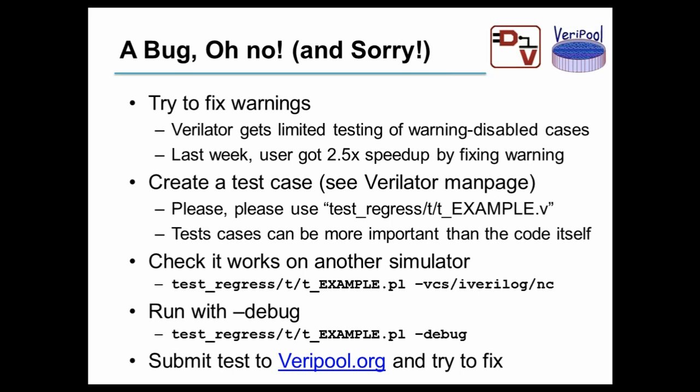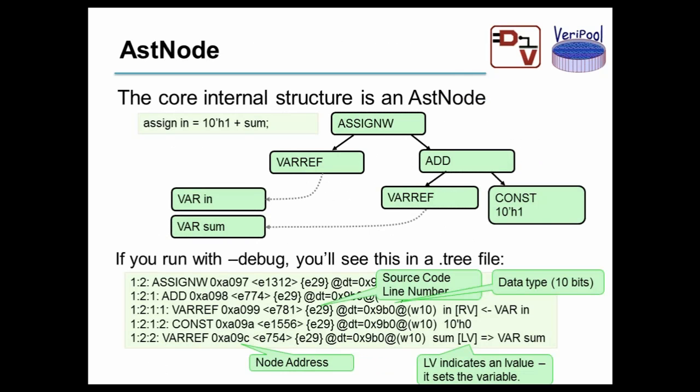And of course, submit the bug to the website if you can. And it'd be very helpful if you ask for advice and maybe you can get in there and try to fix it yourself. If you do run with debug, what you'll see is the fundamental important object inside Verilator is an AST tree. So if you read compiler design books, they'll go into excruciating detail on this kind of thing.